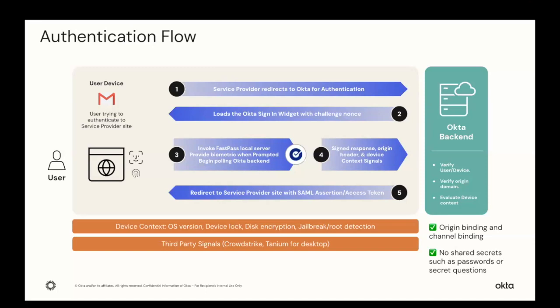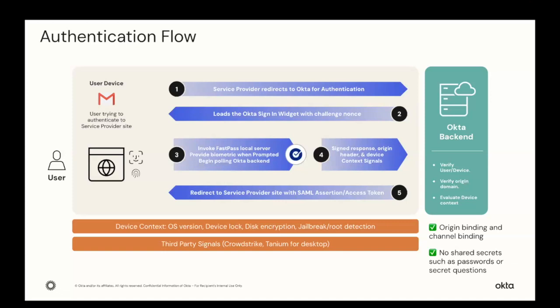Once received, Okta is going to use the public key to verify the signed payload and then perform a policy evaluation on that payload. If the user and the device both meet the policy criteria, then Okta will respond with either a SAML assertion or an access token for the downstream application. It'll then send the browser back to the application, in this case, Gmail, to complete the authentication flow.